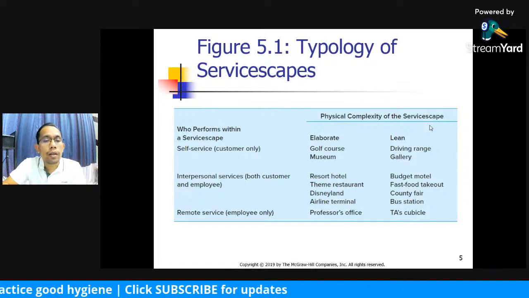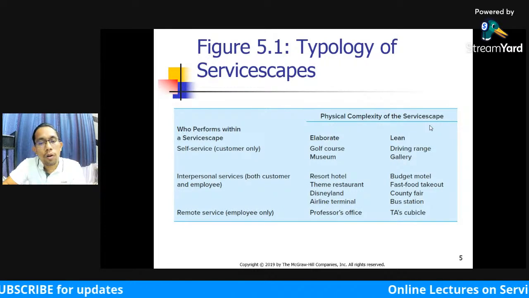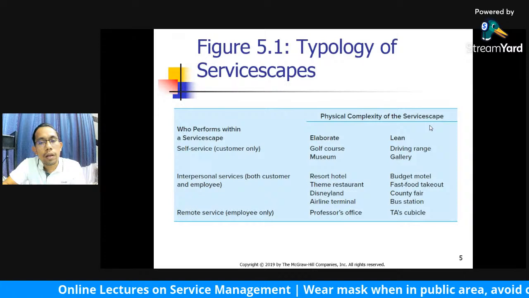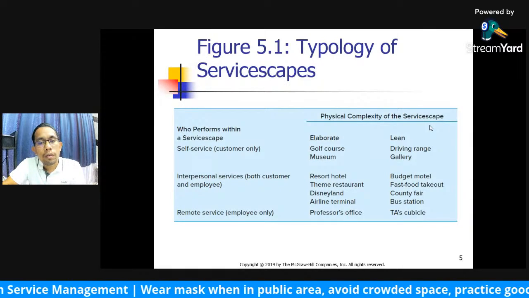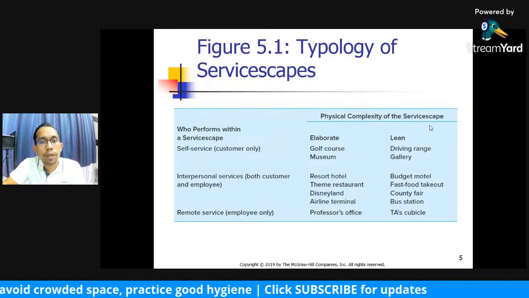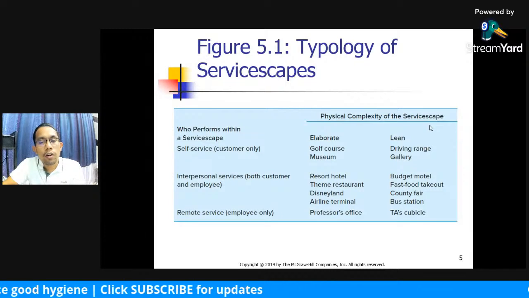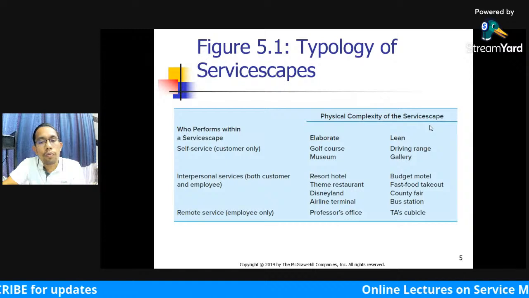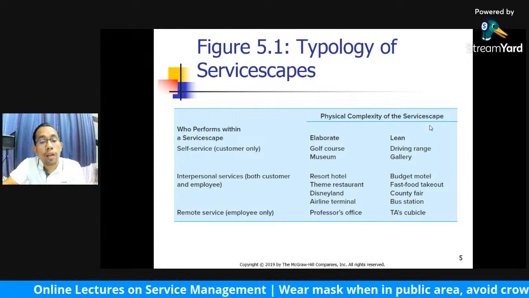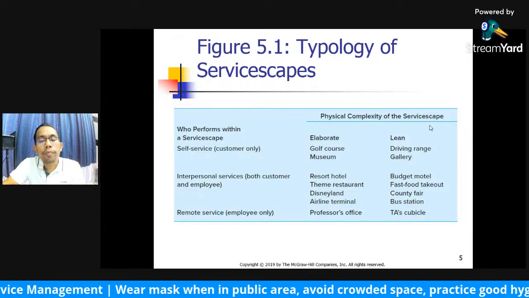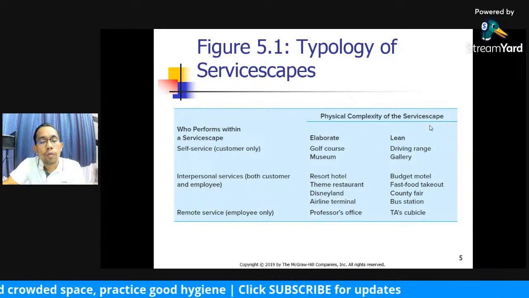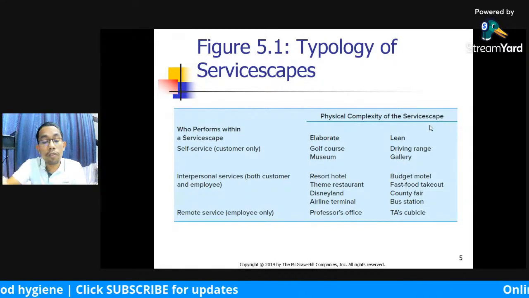For example, if you go to a golf course or a museum, the complexity of the servicescape will be different. They have tickets here, and the complexity of the museum leads you to need more. For example, when you walk into the museum, you need something detailed explaining everything to you. So it should be more information.